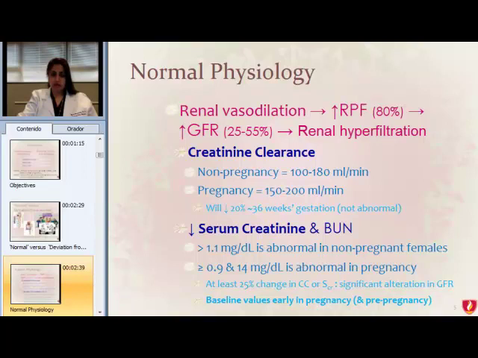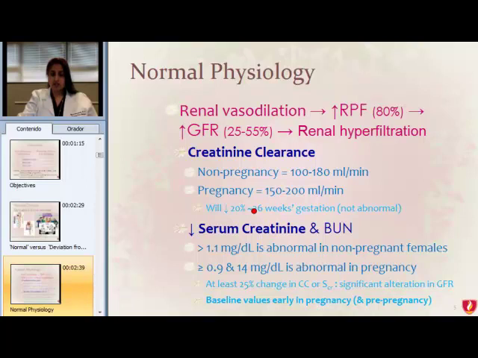The most important physiological change in pregnancy is renal vasodilatation, and this results in increased renal plasma flow. By just 3 to 4 weeks post-conception, the renal plasma flow in a pregnant woman is 30% above pre-pregnancy levels, and by 16 weeks, it peaks to 80% above pre-pregnancy levels. This results in increased GFR and renal hyperfiltration. The effect of this is an increase in creatinine clearance from about 100 to 150 mLs per minute.